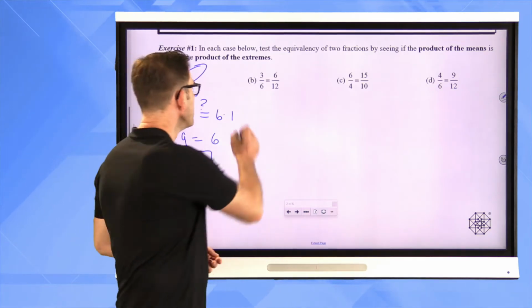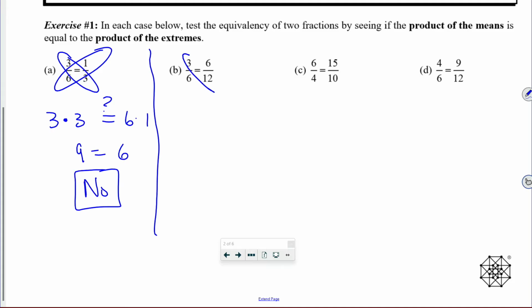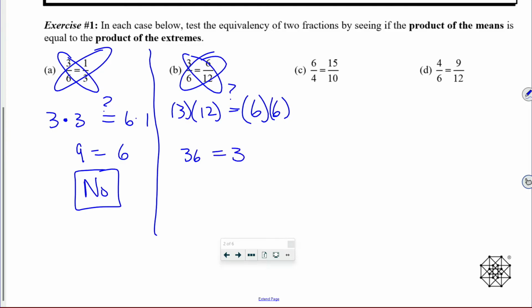All right, well, let's take a look at letter B. In this case, we've got 3 times 12 is equal to 6 times 6, maybe a little question mark there. 3 times 12 is 36. 6 times 6 is 36, so the answer is yes.